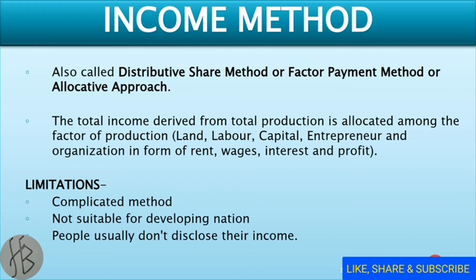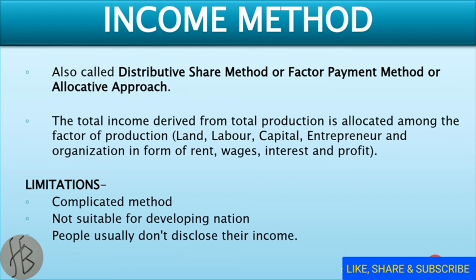It is also termed the allocative approach because the total income derived from the production is allocated among the factors of production. We can say the income of the income tax payers of all the economic units and the income of non-income tax payers is added to find out the total national income. So this method is more useful in developed countries where people maintain their income records regularly and correctly.